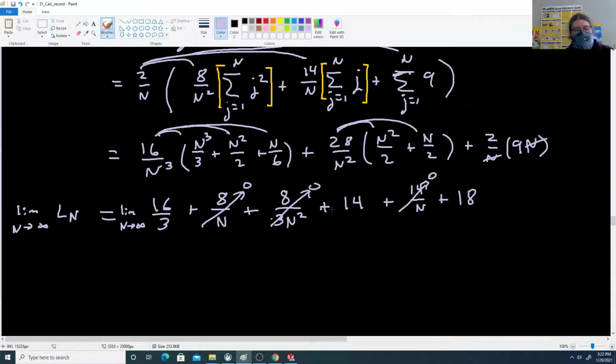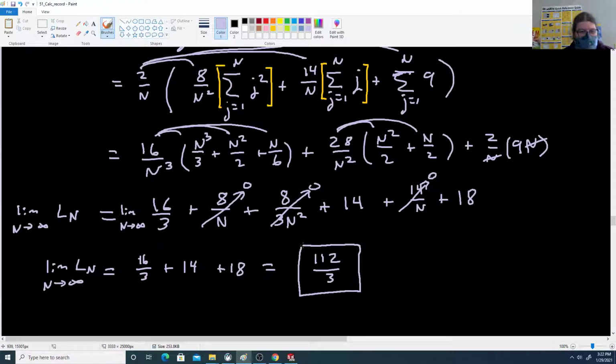So rather than trying to algebraically combine them together, I'm left with the limit as n goes to infinity of the left endpoint approximation is 16 thirds plus 14 plus 18. So let me see what that actually totals up to. 16 thirds plus 14 plus 18 is 112 over 3.